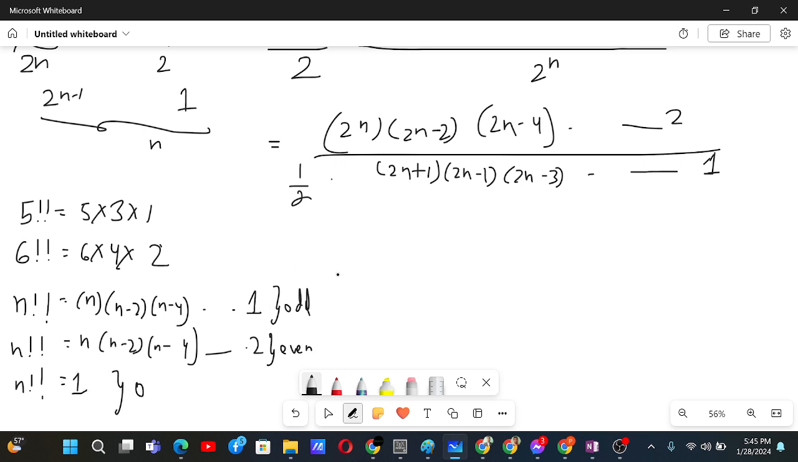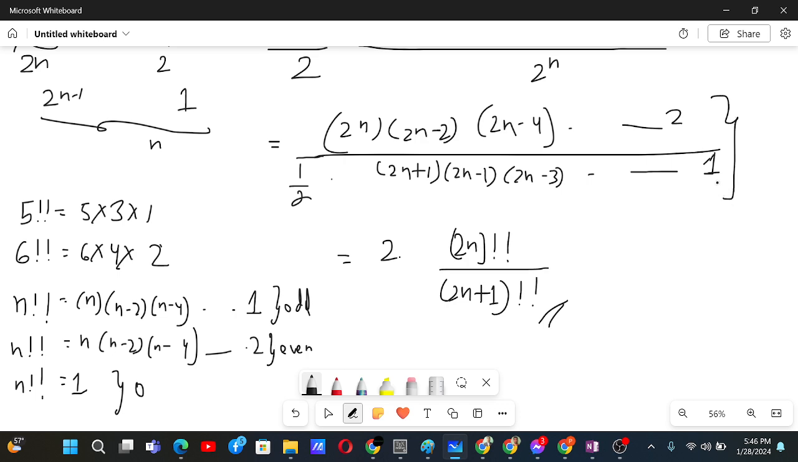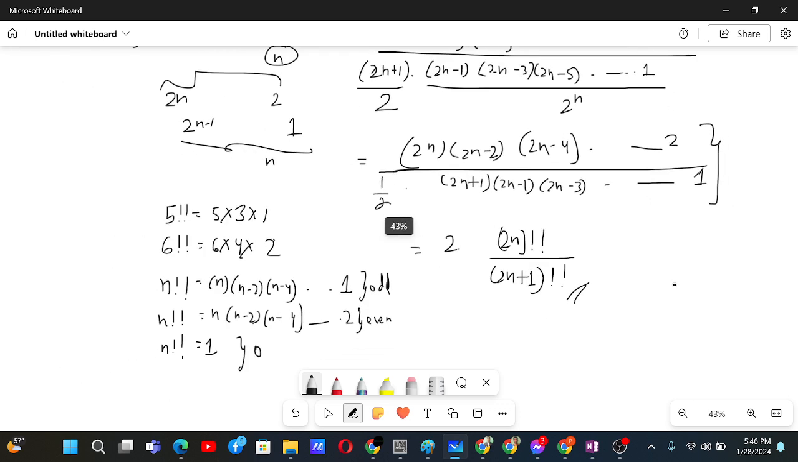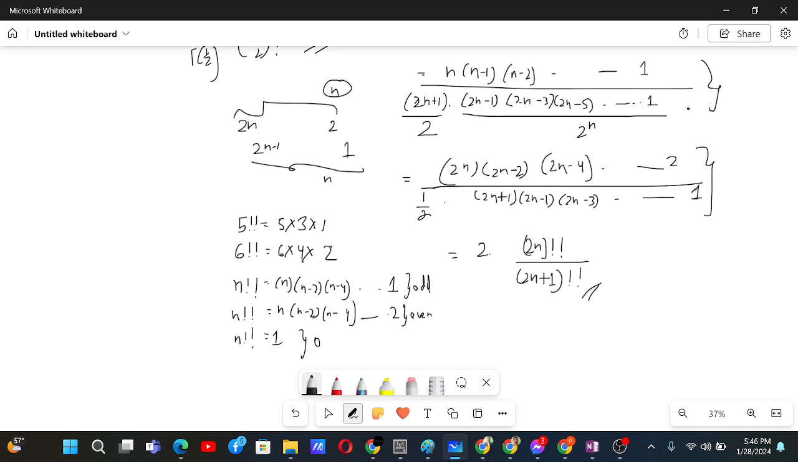After this, the 1 by 2 in the denominator goes to the numerator as 2. And over here, this is just the double factorial of 2n. In the denominator, we have the double factorial of 2n plus 1. Now if we had to write this whole expression, or the expressions just before that, it would be somehow messier, and it would be difficult to convey in a textbook or a copy.